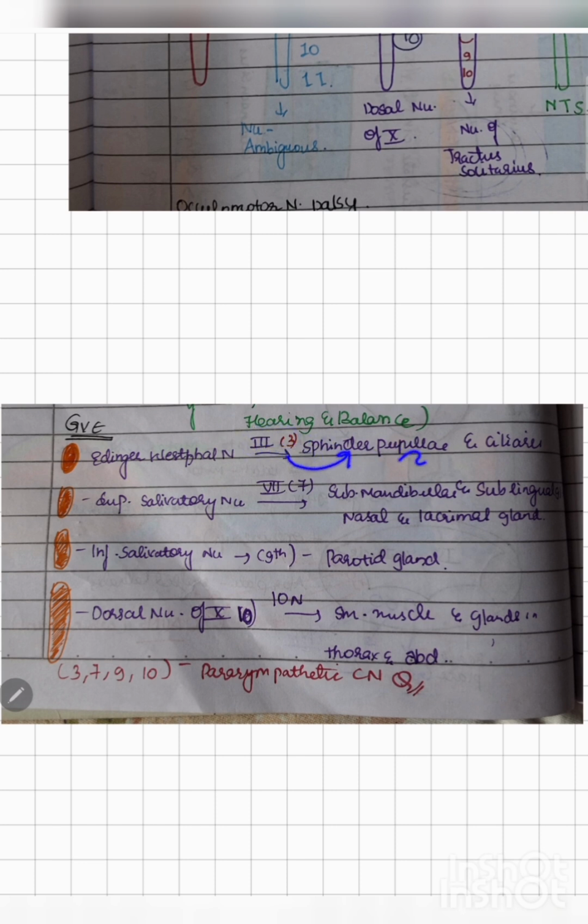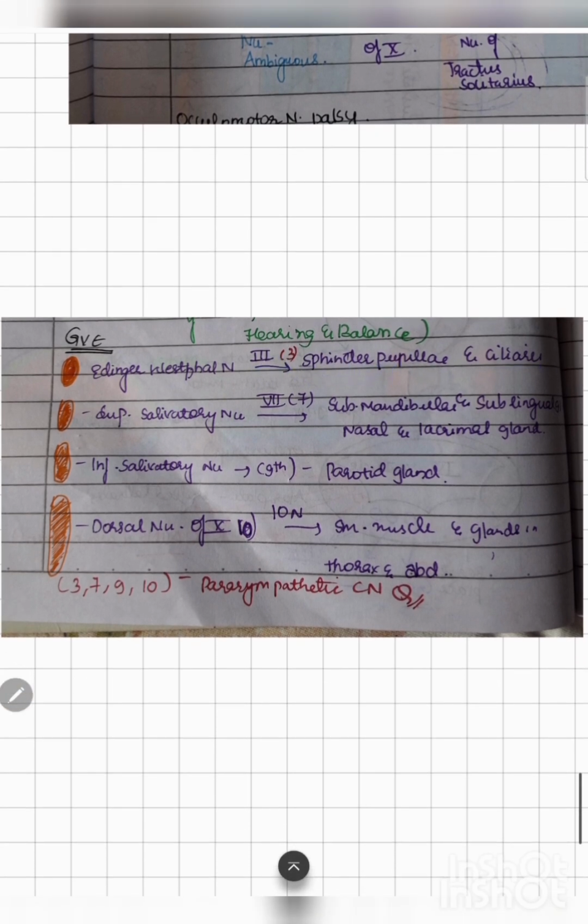And then, with the help of cranial nerve 3, it will innervate the sphincter pupillae and ciliaris muscle. So this is how these nerves help in innervation of the smooth muscles and glands by carrying the parasympathetic fibers.